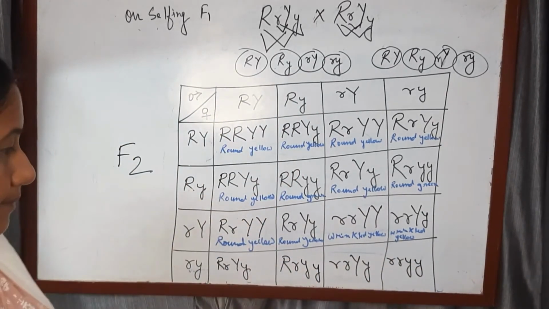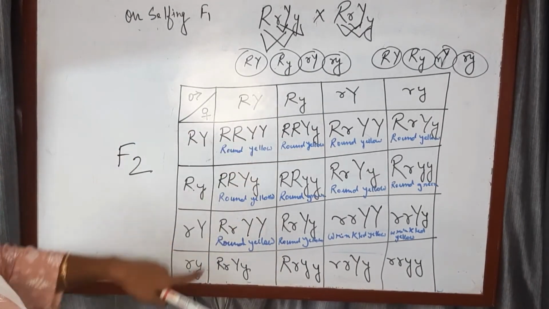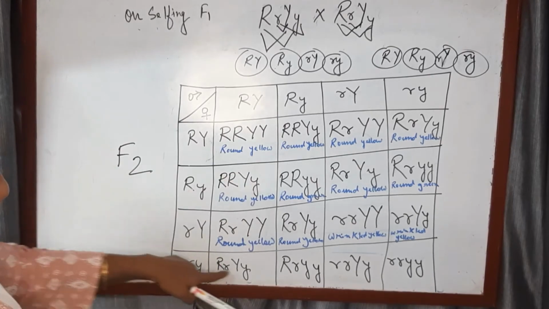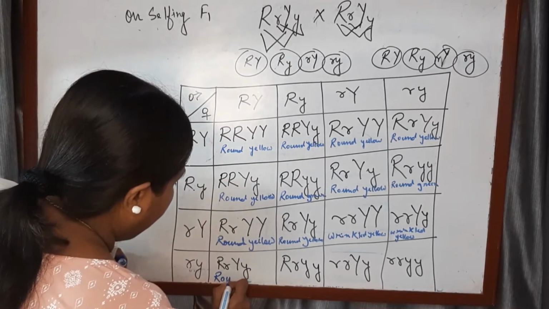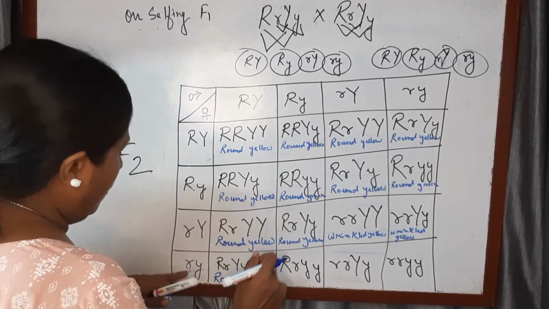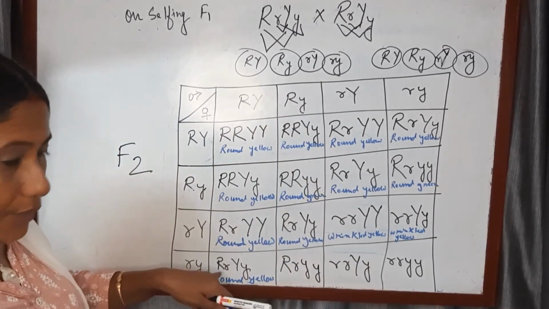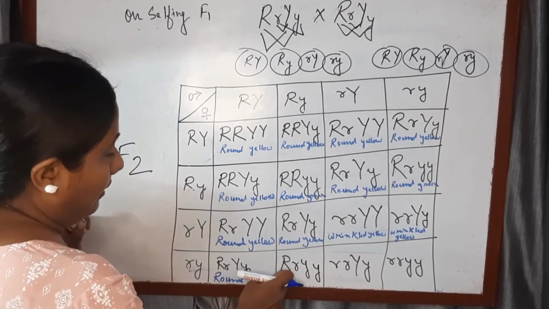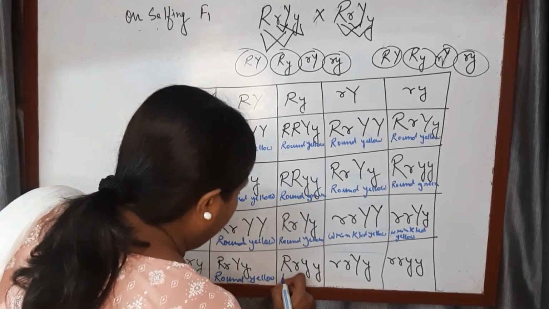Now look here. Let me tell you. These two, capital R, small r, capital Y, small y. What is this? Round yellow. What is this? Capital R, small r, small y. New combination. What is that? Round green. This combination, round green.